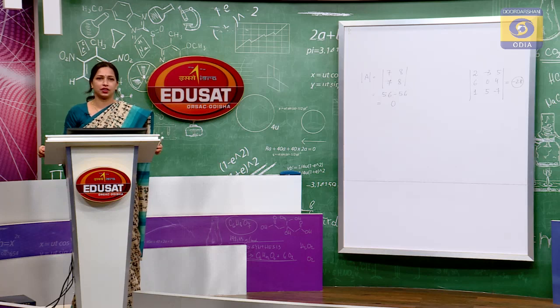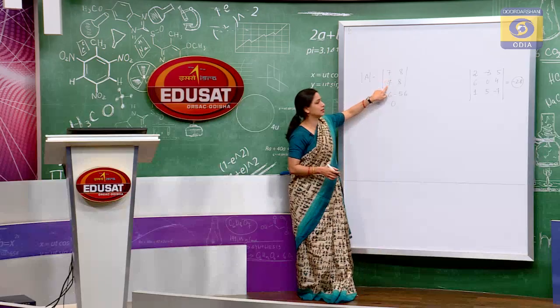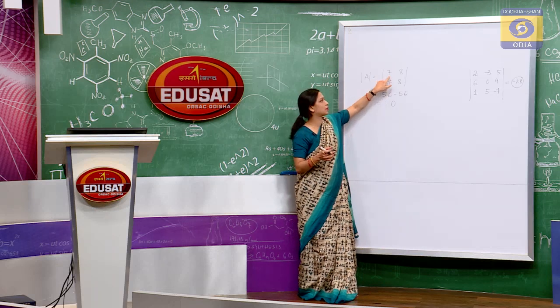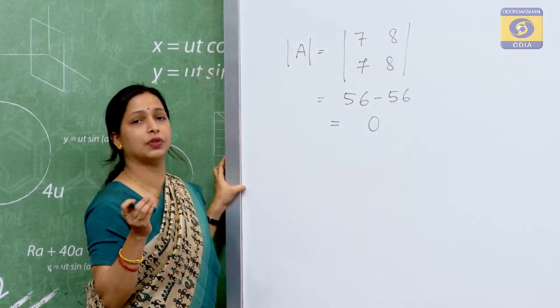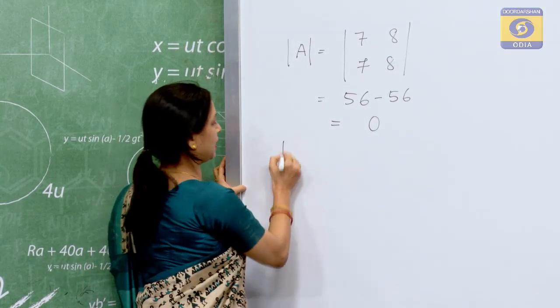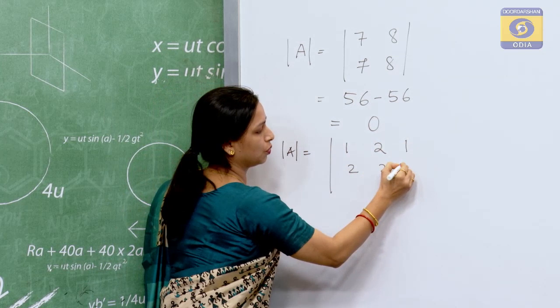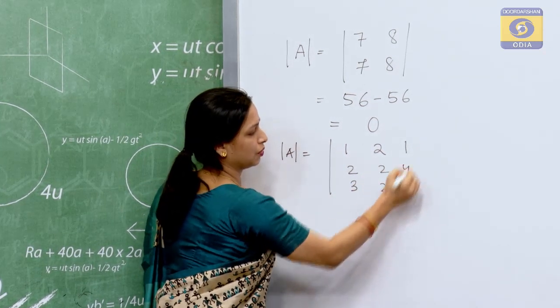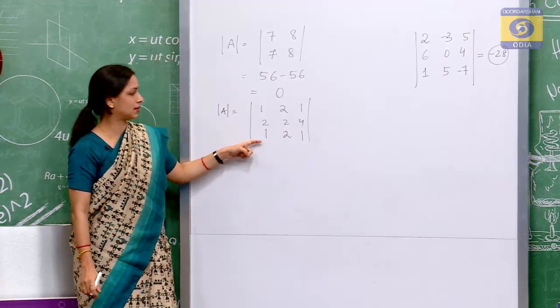So, here in property 3 we discussed that if in a determinant any two rows or columns are identical, then the value becomes 0. I already showed you that in a determinant of order 2, if row 1 is equal to row 2, meaning the corresponding elements are same, then the resultant is 0. Now, similarly, let me show you with a determinant of order 3, let us say 1, 2, 1, 2, 2, 4, 3, 2, 1, 2, 1, right. So, here we can see that row 1 is same as row 3, right.